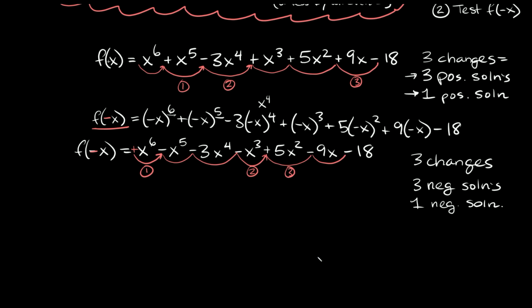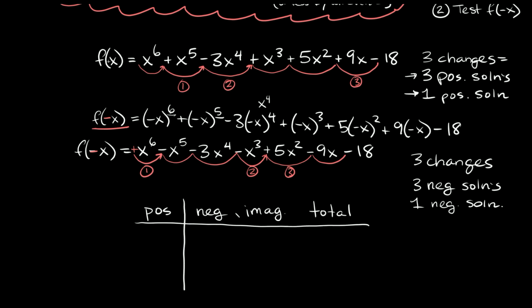The last thing we have to do is just make a little table, and we're just going to list all our different possibilities of our solutions, right? So remember, we can either have positive solutions, negative solutions, imaginary solutions, and then here I'll make a last column with the total number of solutions, okay? So we're just going to make a little table like so, okay?